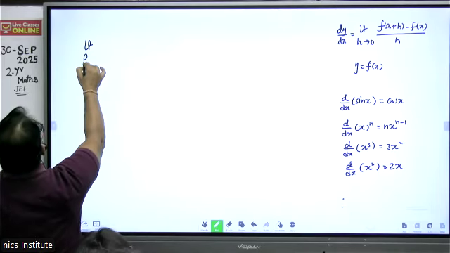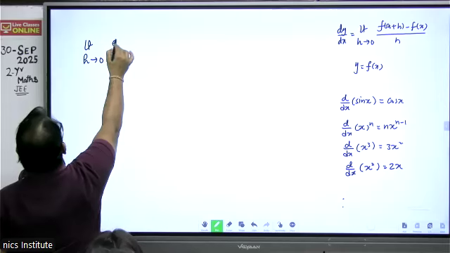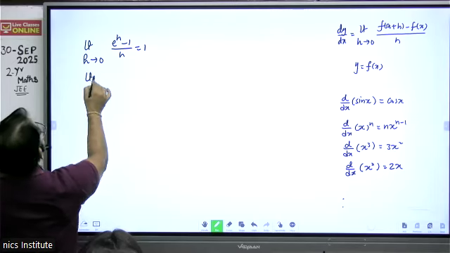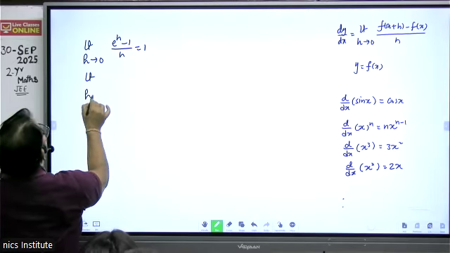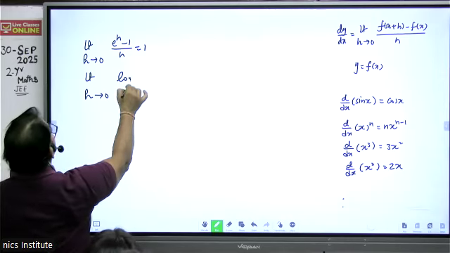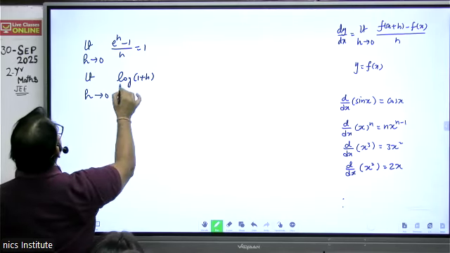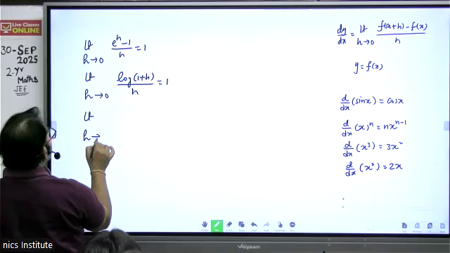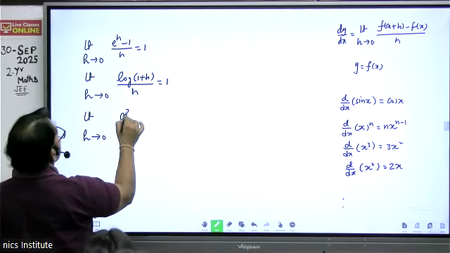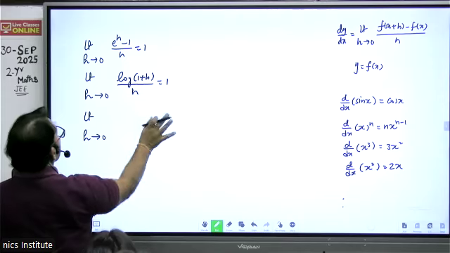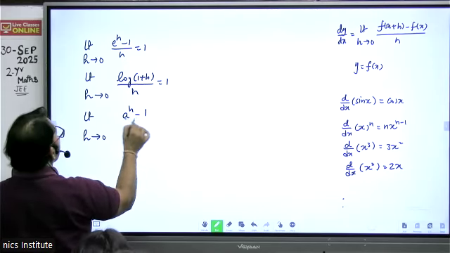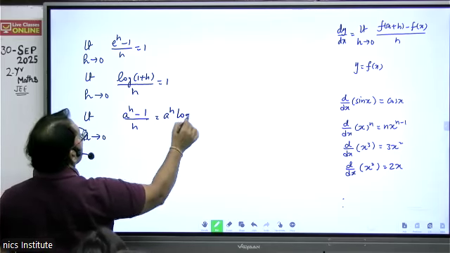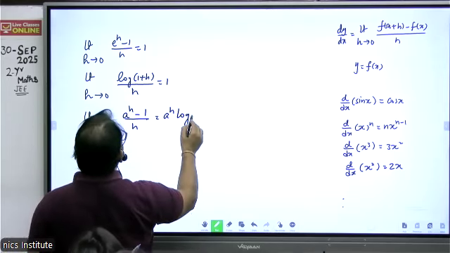Limit h tends to 0, e to the power h minus 1 over h is always 1. Limit h tends to 0, log of 1 plus h divided by h is always 1. Limit h tends to 0, a to the power h minus 1 over h is always log a.